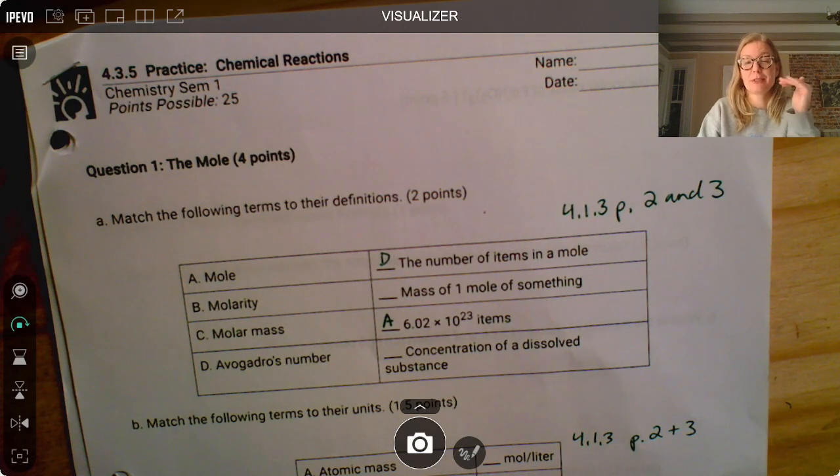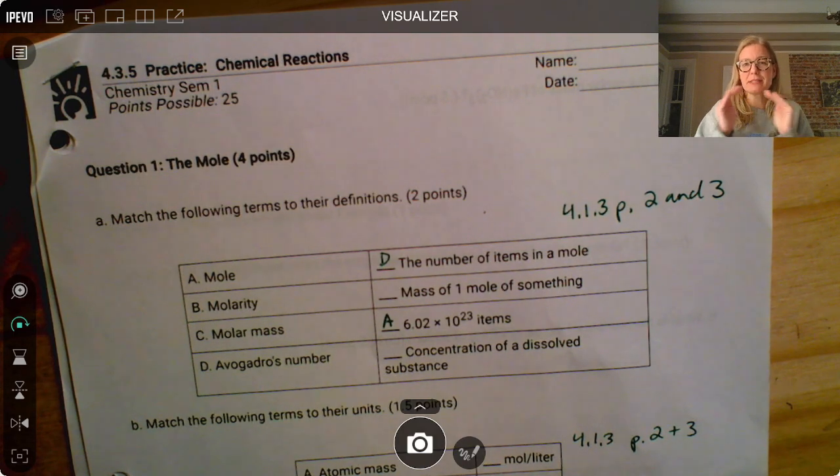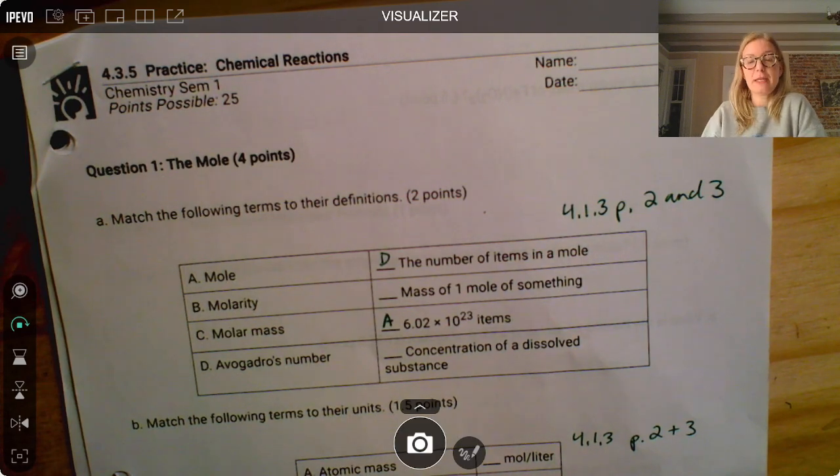So hopefully I'm going to try to explain it a little bit better than the textbook did and kind of parse some things out for you to hopefully make it a little bit more clear. But just do the best you can and don't worry, it's not you. This is a very confusing unit.